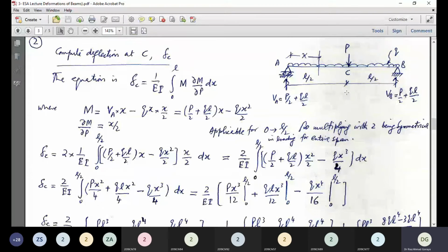So look at this equation: that same 2 is what we have multiplied. 1 over EI, integral 0 to L by 2. This moment expression M, that is P by 2, QL by 2 into X minus QX square by 2.